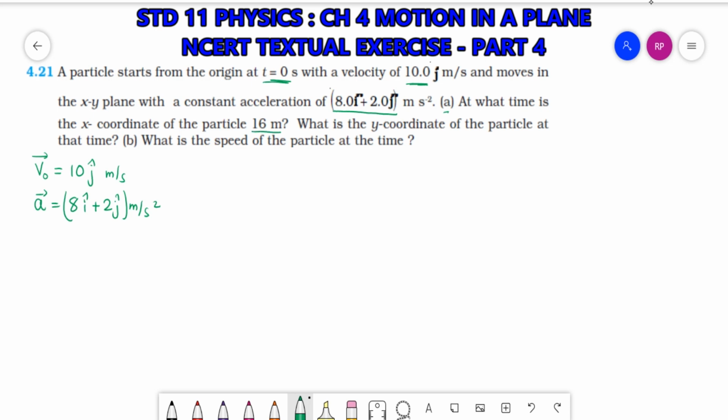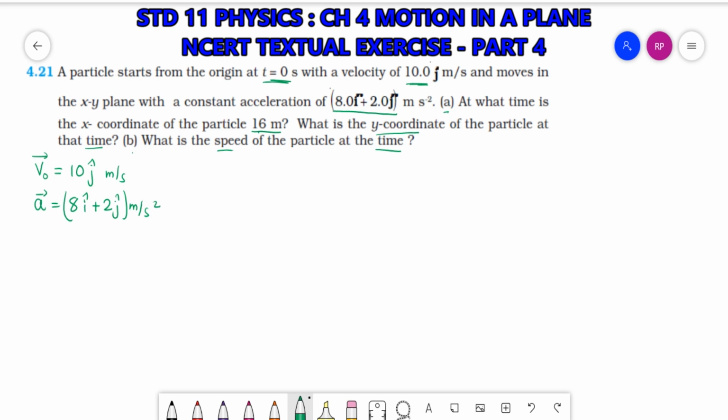Means first you need to find out the position vector, I will say r, and in that you need to find out the x coordinate, means the value magnitude in i direction, positive x axis. Clear? So now initial velocity is given and acceleration is given. You have to find out time at which the x coordinate is 16 meter. And second, what is the y coordinate of the particle at that time? Okay, so x coordinate is given, what will be the time, and at that time what will be the y coordinate. And B, what is the speed of the particle at that time? Means you need to find out the magnitude of the velocity, that is the speed of that particle, instantaneous speed I would say. Okay, because it is at that time.